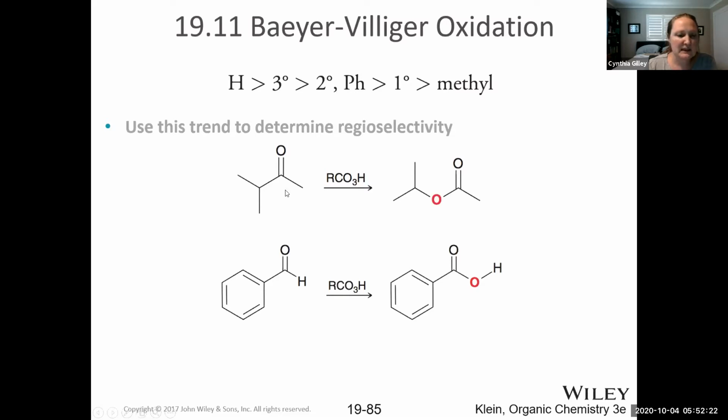But when you use a ketone, if it was cyclic, you might get a lactone. And if it's acyclic, you get an ester. And if it's asymmetric, then you need to figure out which carbon will likely migrate faster and insert the oxygen into that carbon-carbon bond.